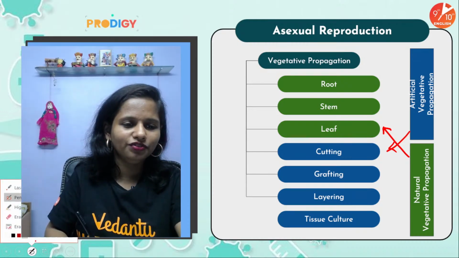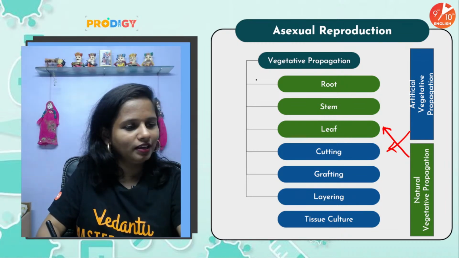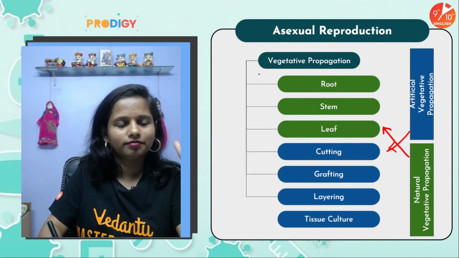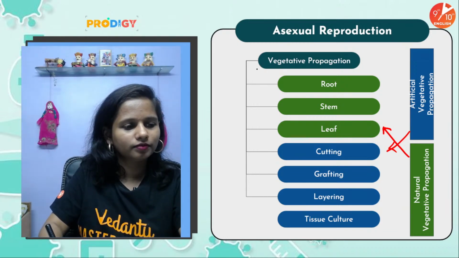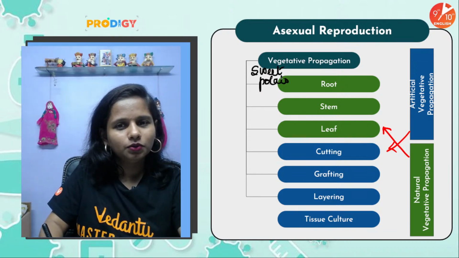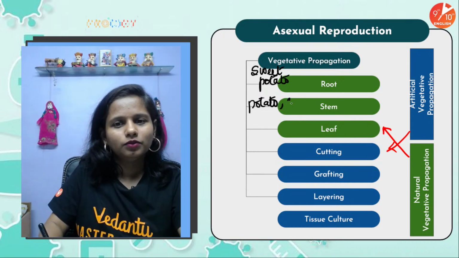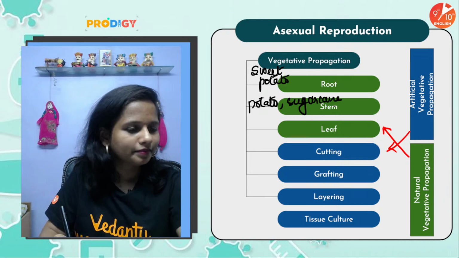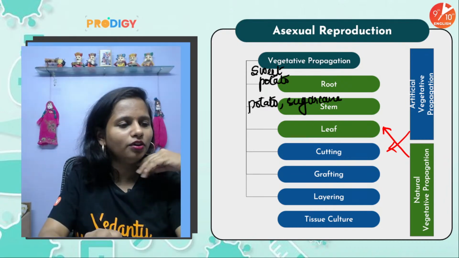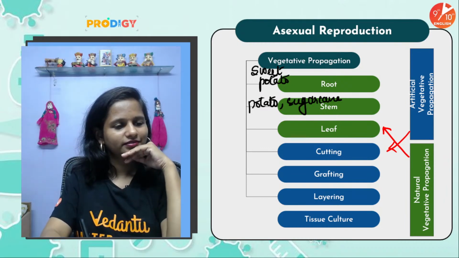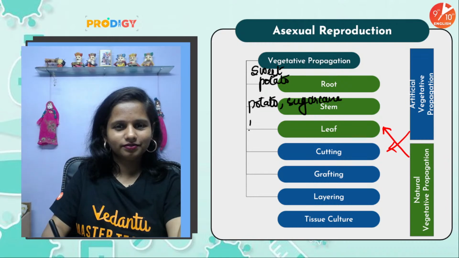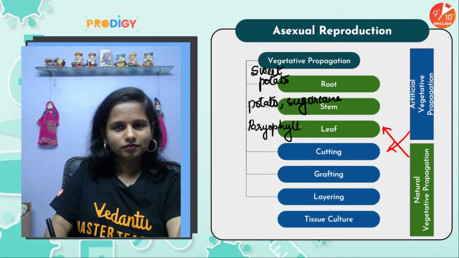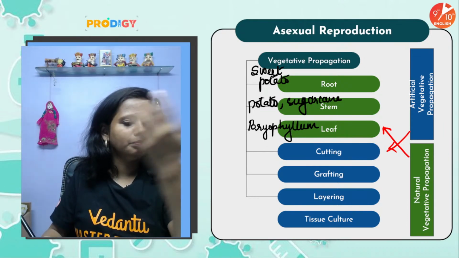Now you all tell me the examples of each one of those. Root, vegetative propagation with the help of root. Come on, quick. Potato or sweet potato? Quickly tell me. It's guys, sweet potato. Okay, and potato comes under stem. Sugarcane comes under stem. Now leaf, example of leaf. Come on. It has to be bryophyllum.